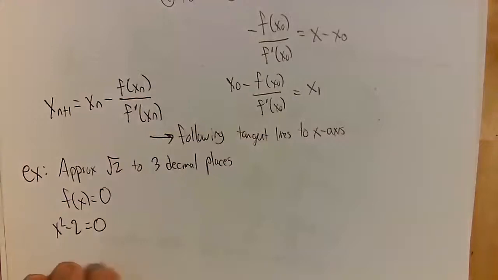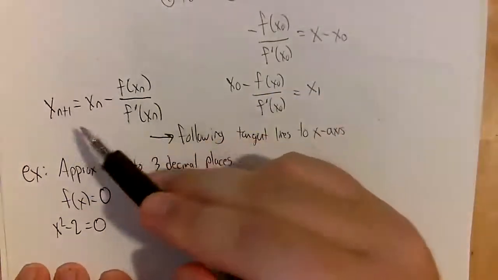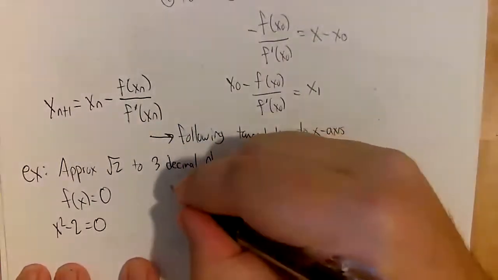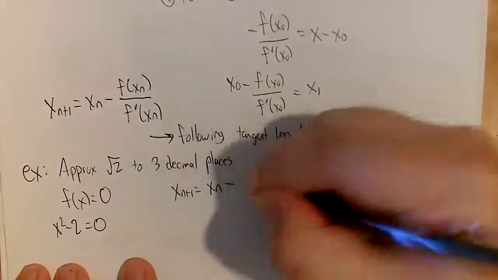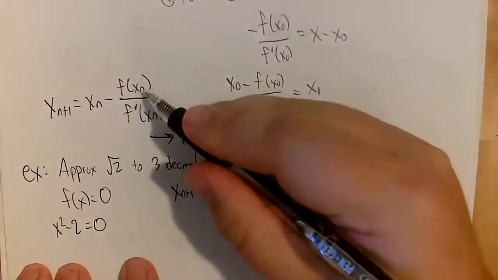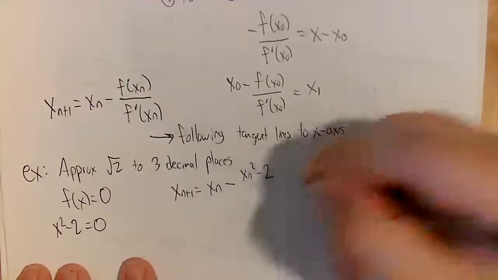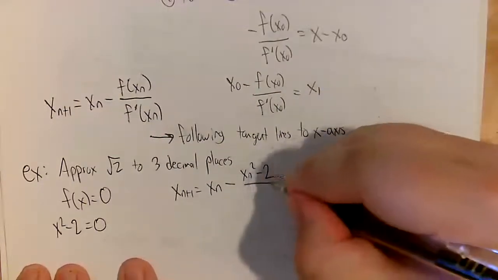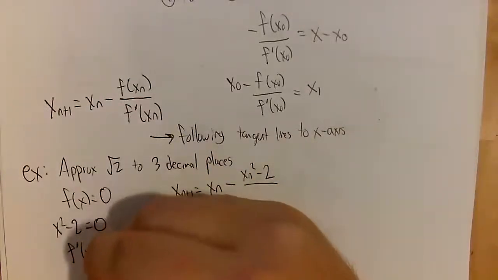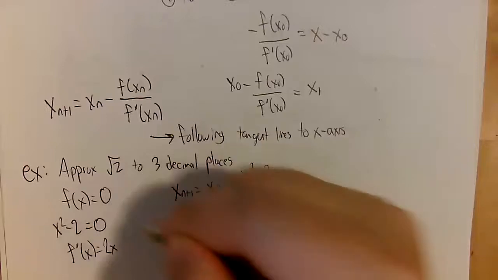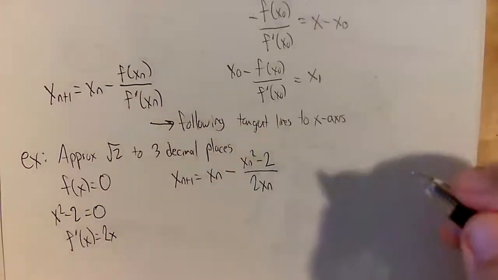All right, now I want to use Newton's method to help me out here. So I'm going to figure out what this formula is going to be. So my xn plus 1 will be my xn minus, all right, well, I have the original function with xn plugged in. That'll be xn squared minus 2. And then I divide by the derivative of my function. And using the power rule, we see that the derivative is 2x. So I have 2xn here.